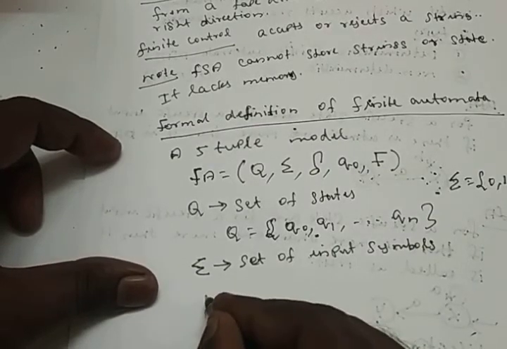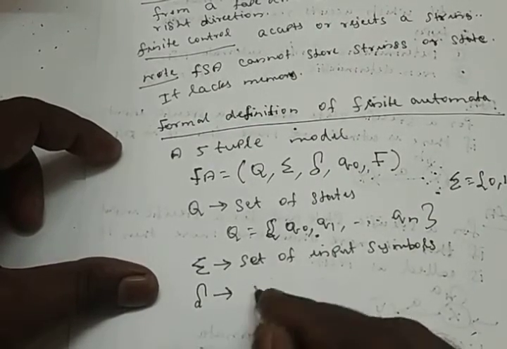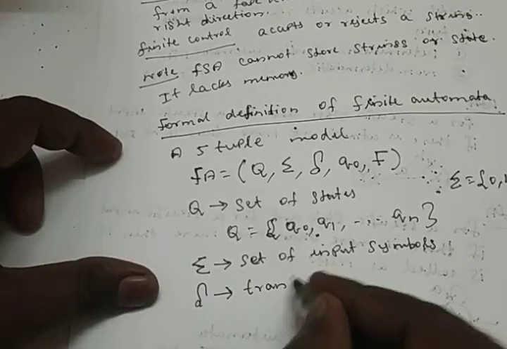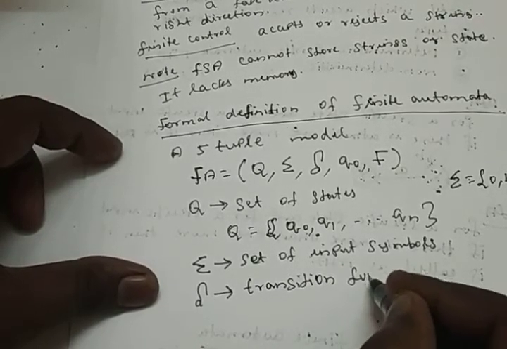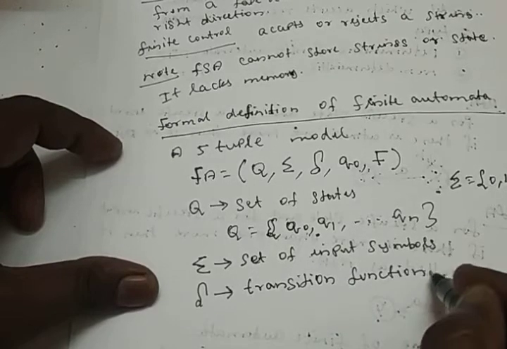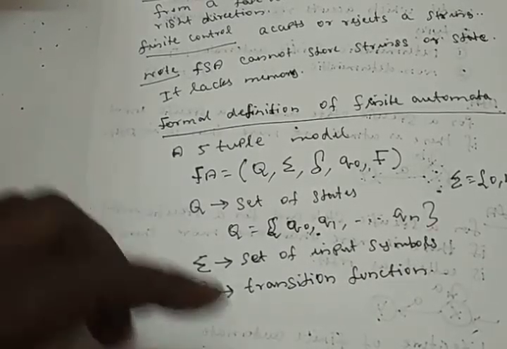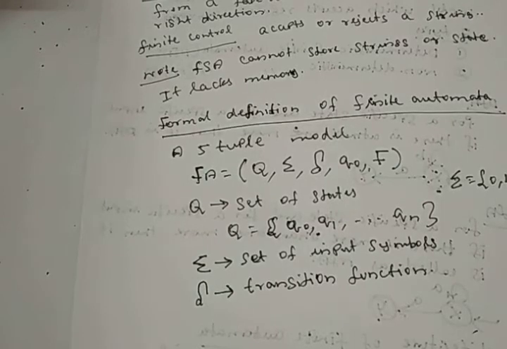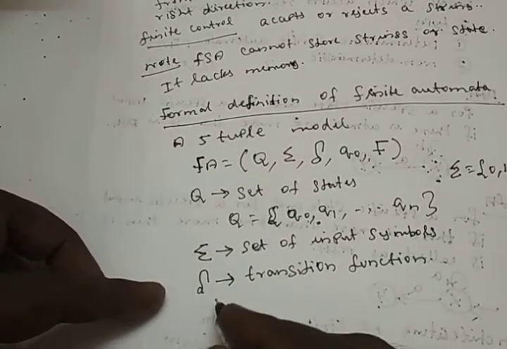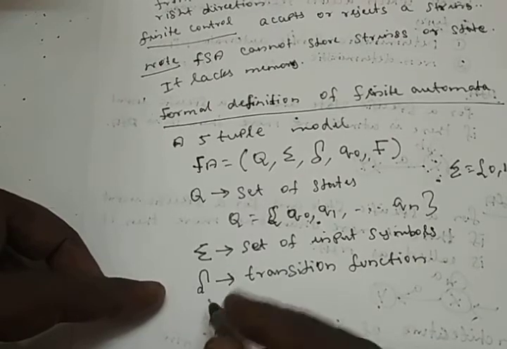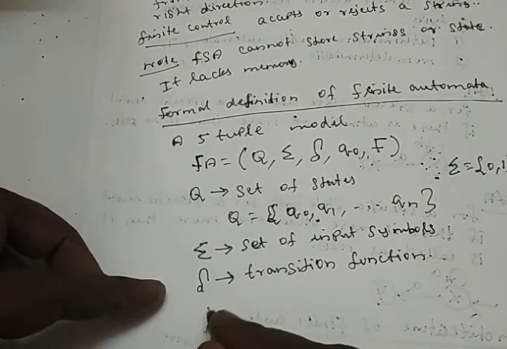Now delta. The third one is called delta, the transition function. So what is this transition function? If you make a move from one state to another state, or if you make it move inside the state itself, then that is also called a transition. So how do we define the transition mathematically? There are two types of transitions, related to DFA as well as NFA.